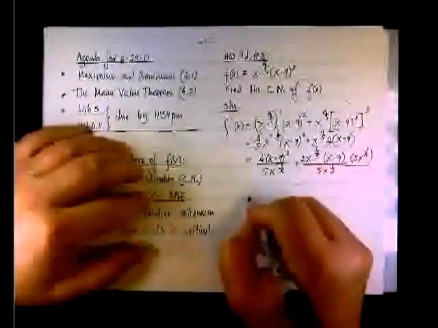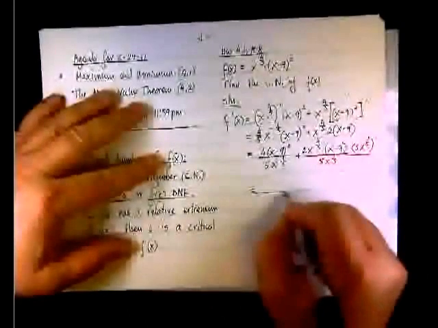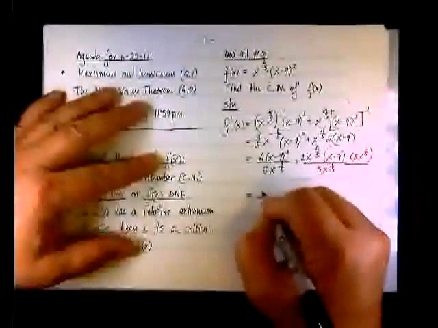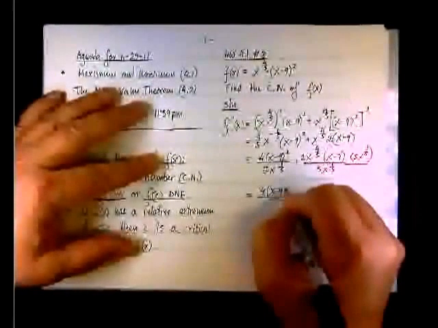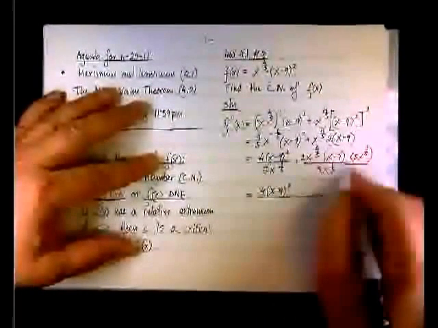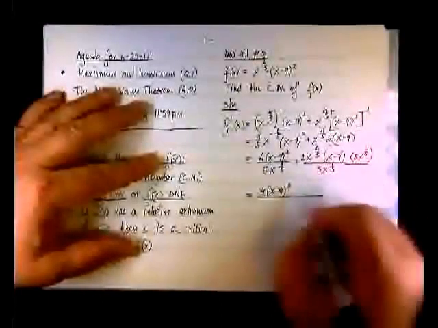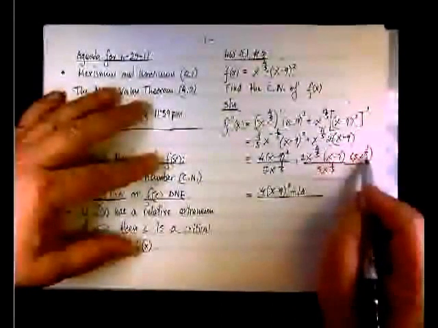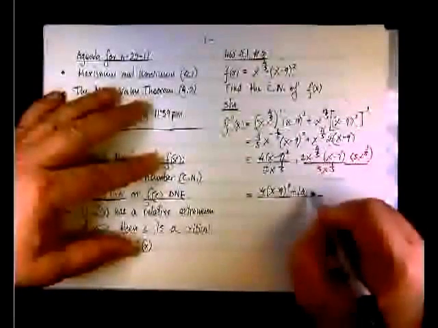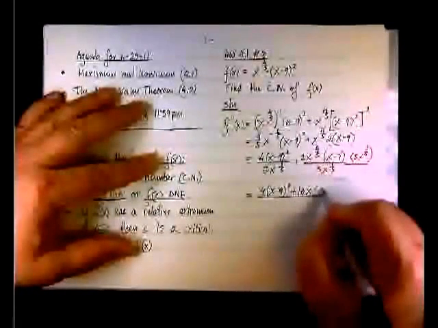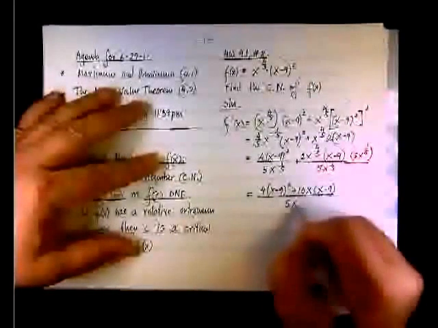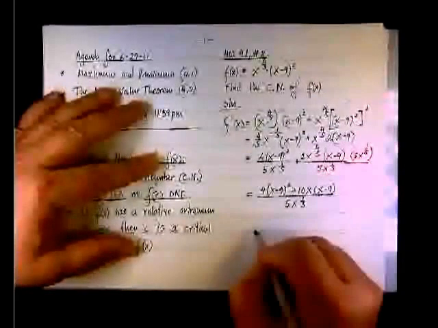Keep working, and at this point I have a common denominator, which is nice. And let me rearrange that a little bit. So I have 4 times x minus 9 squared. And here I have 2 times 5, which is 10. And then x to the 4 over 5 times x to the 1 over 5 gives me x to the 5 over 5, or simply x. And then times x minus 9. So this starts looking a little bit better.